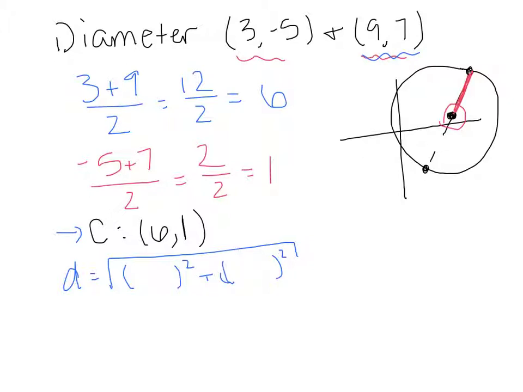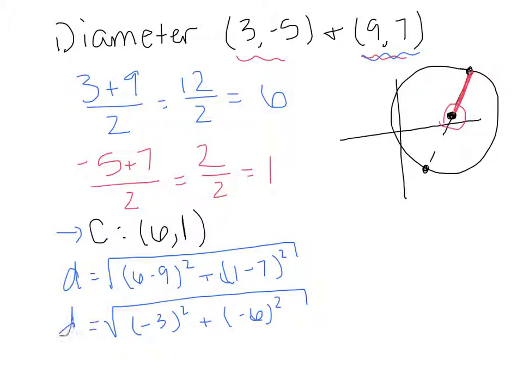So the difference of the x's is going to be, let's start with the center, 6 minus 9. And the difference of the y's is going to be 1 minus 7. So our distance is going to be the square root of negative 3 squared plus negative 6 squared. So our distance is going to be the square root of 9 plus 36. So the distance is the square root of 45.